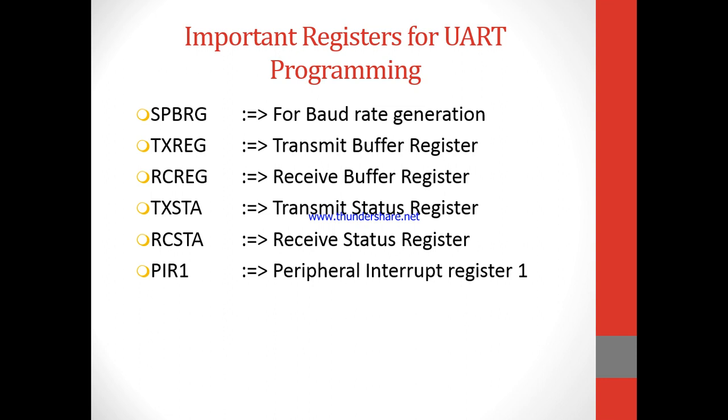The next register is the TXREG register. Whatever data we want to send serially must be stored in, or sent to, the TXREG register. Then only can the data be transmitted. Then the next register is the RCREG register. Whenever data is received, that data will be available in the RCREG, that is the receive buffer register.